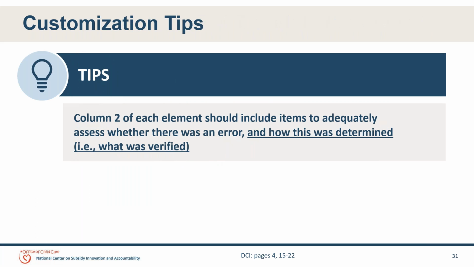And before I show you some examples, I wanted to give some general tips for customizing your record review worksheet. First, ensure that your column 2 items allow the reviewer to assess whether there was an error in the element and also to record how that was determined. So the reviewer should have a place to record any verification that was reviewed, how they determined there was an error or not.